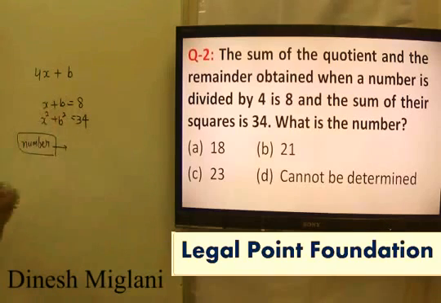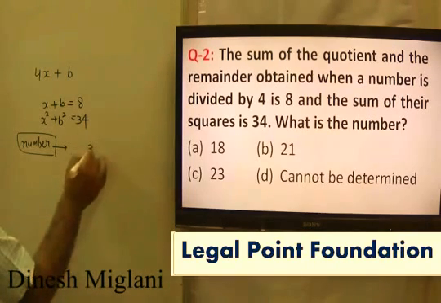X is 2, this is 6. 6 squared is 36 and 4 makes 40, not possible. X is 3, this is 5. If this is 3, this is 5. Is it possible? 5 plus 3 is 8, and 9 plus 25 is how much? 34. So I may say that the pair is 3 and 5.